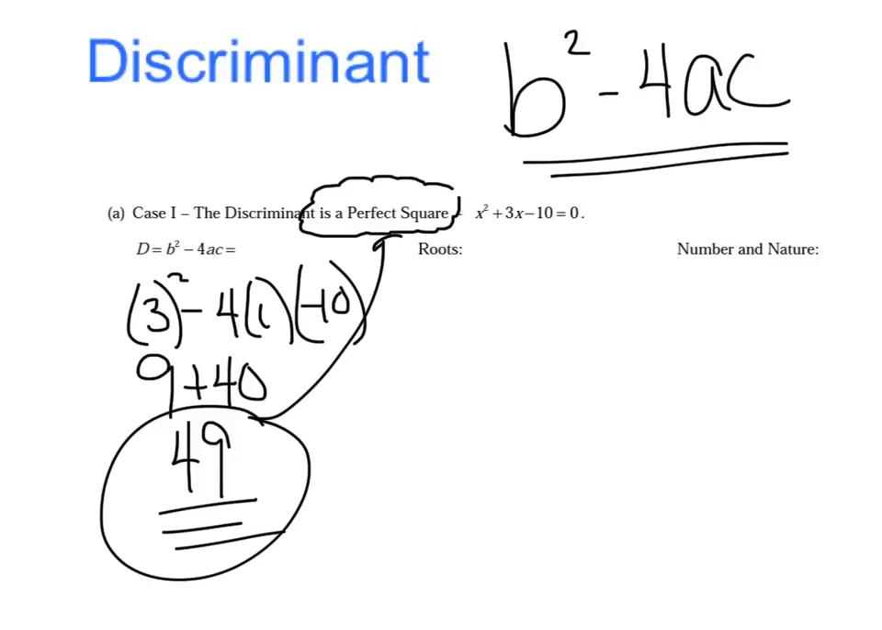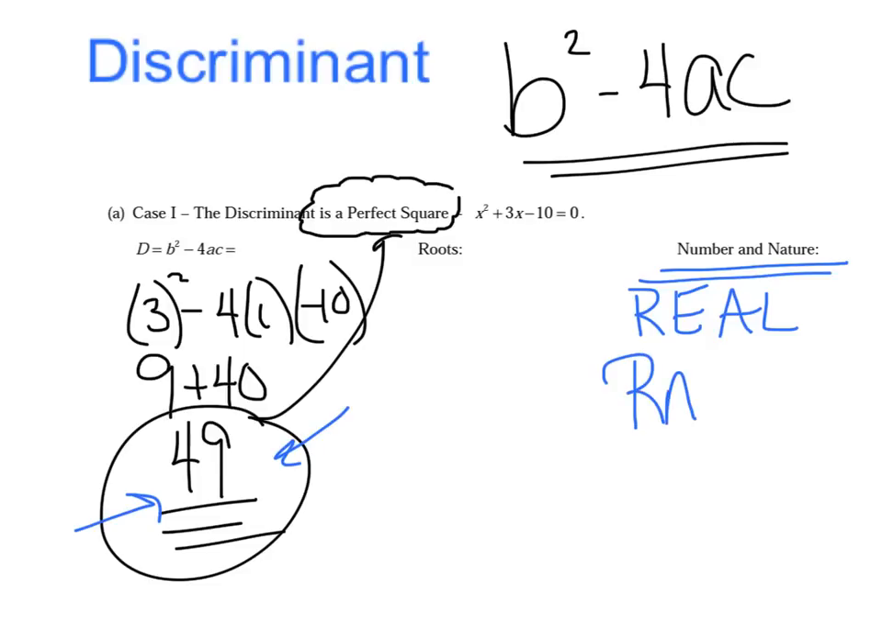Now to describe the nature of the roots, and that's the important part, here are the key words you want to keep in mind. The roots are real, okay, they're not imaginary. 49 is a real number. And because it's a perfect square, we use the word rational. And we just like to think that perfect things are rational. And the other key word is unequal.